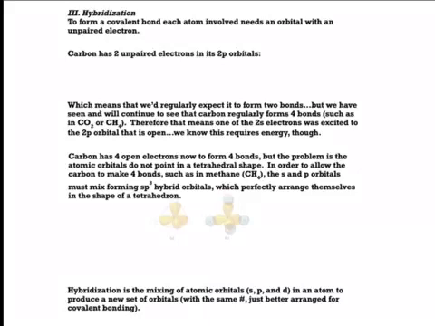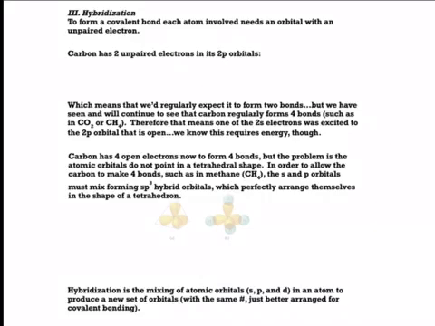Hybridization. So when you start to look at these bonds, you start to realize that in order for a covalent bond to form, we need one lone unpaired electron in a given orbital on one atom to bond with a lone unpaired electron on another atom in its own orbital.